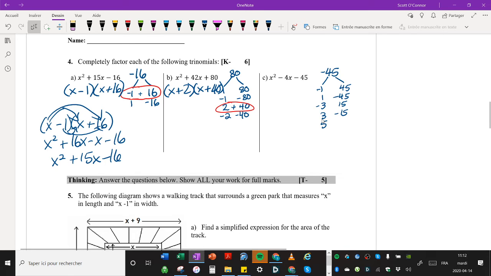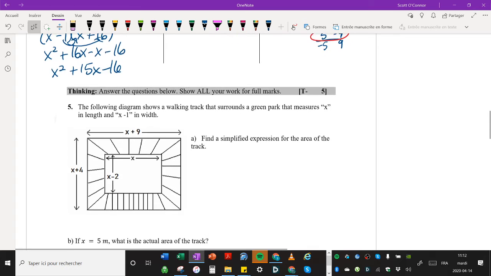Does 5 work? 5 and negative 9, and negative 5 and 9. Now, if I add 5 and negative 9, do I get negative 4? Actually, I do. If I do 5 plus negative 9, I get negative 4. So here is my answer. And then I get x plus 5, x minus 9. All right, so that shows you how to do questions like number 4.